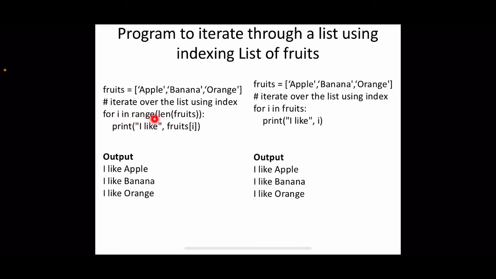For i in range(len(fruits)). Actually length of fruits means the number of items in the fruits. len is a built-in function to get the number of items in a sequence. So here is the fruits list. We are taking the length of that into the argument of this range function, right? So the value here will be 3 because 3 items are there in this fruit list. 3 will be assigned as the argument in the range function here.